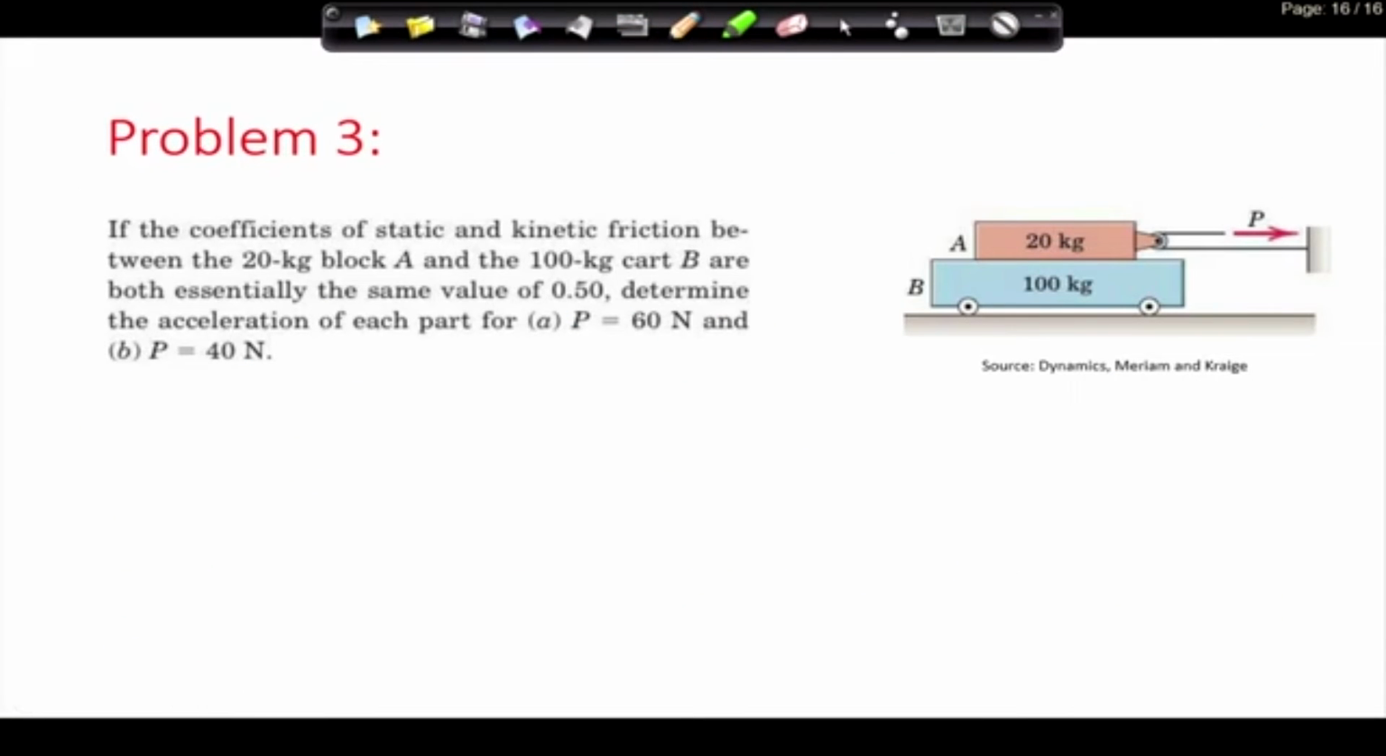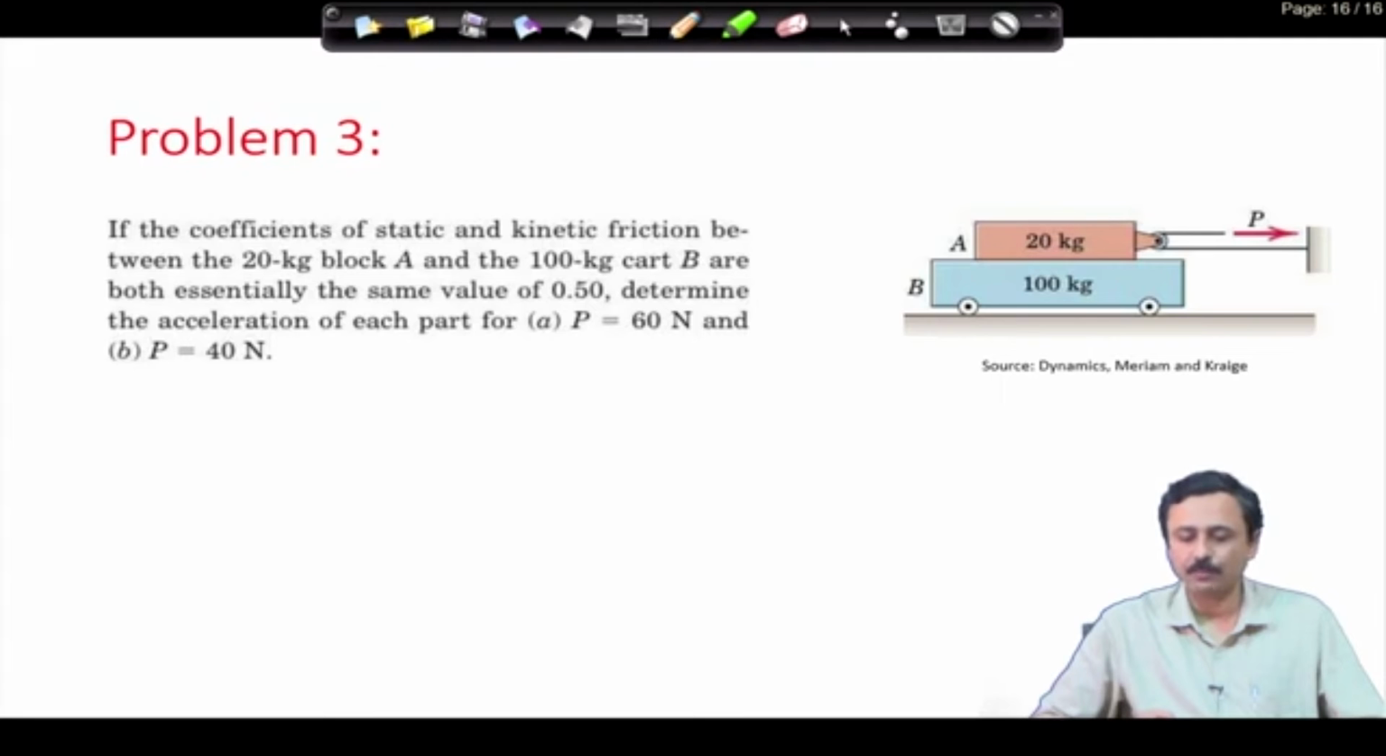We will go to the next problem. If the coefficients of static and kinetic friction between the 20 kg block A and the 100 kg block or cart B are both essentially the same value of 0.5, determine the acceleration of each part for P equal to 60 Newton and P equal to 40 Newton.